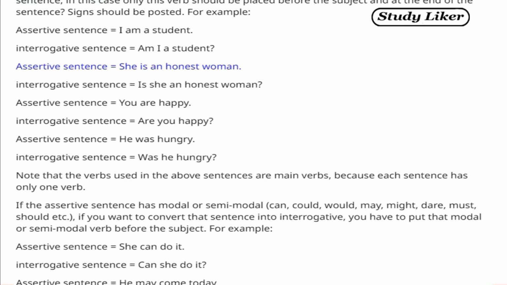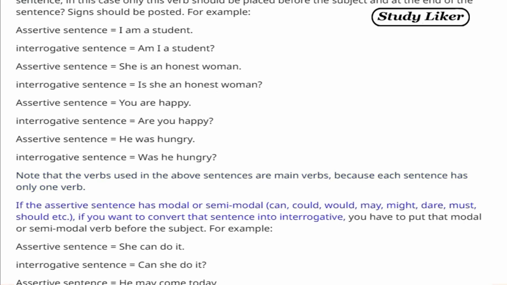Assertive sentence: She is an honest woman. Interrogative sentence: Is she an honest woman? Assertive sentence: You are happy. Interrogative sentence: Are you happy? Assertive sentence: He was hungry. Interrogative sentence: Was he hungry? Note that the verbs used in the above sentences are main verbs, because each sentence has only one verb.